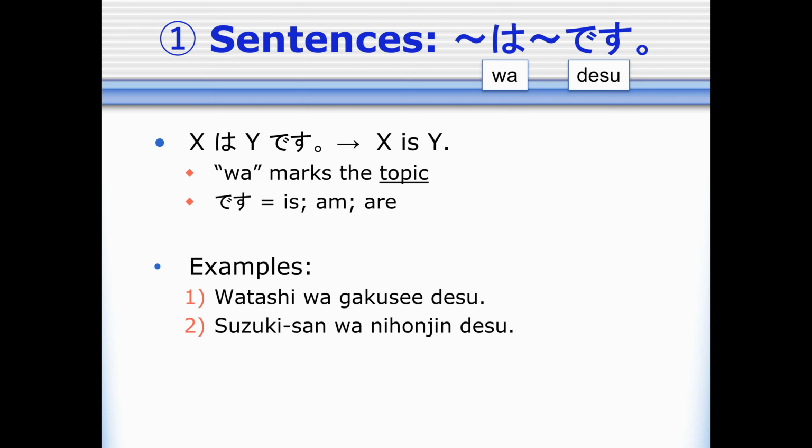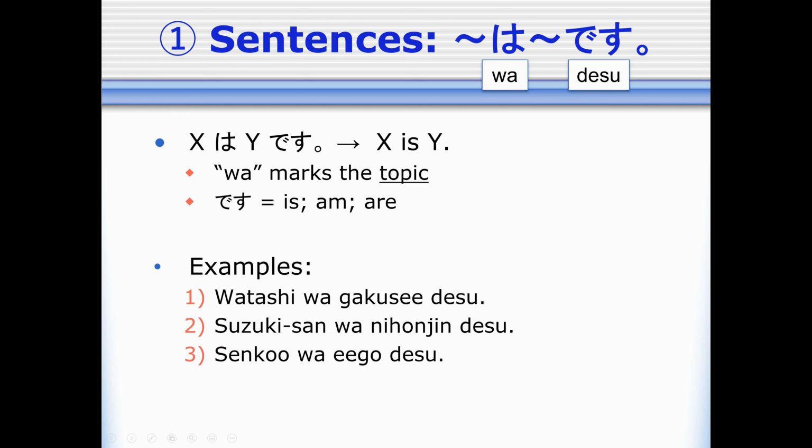How about 専攻は英語です? Again, you can check the vocab list if you need to. That's right, it means major is English. Whose major? It could be my major or your major or someone else's major. This depends on the context. We'll learn how to specify a little later. But from these examples, you can see in general how this structure works.